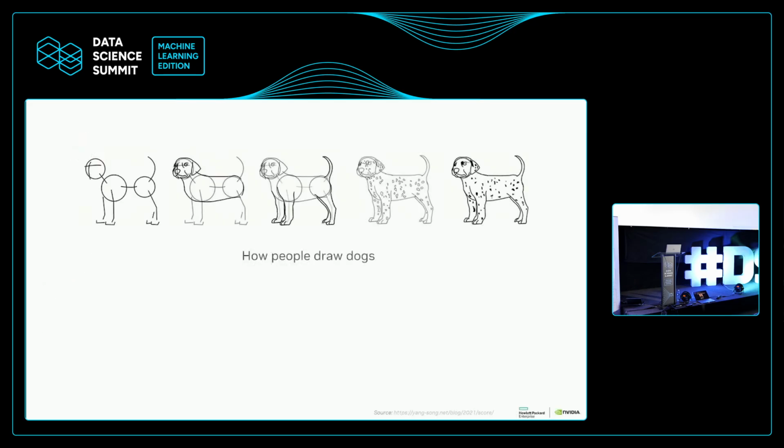So we start with an outline of the dog. Later on we add more details. You add the face of the dog, ears, also the legs. We add more and more details. We add some shadows and fine-grained details. And that's very similar to how diffusion models draw dogs.